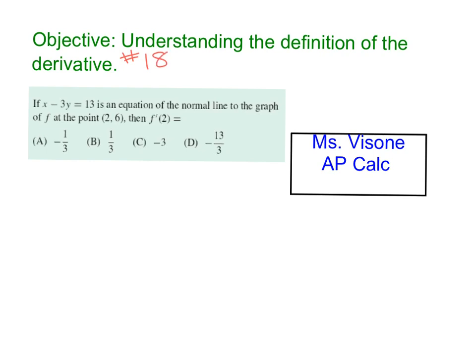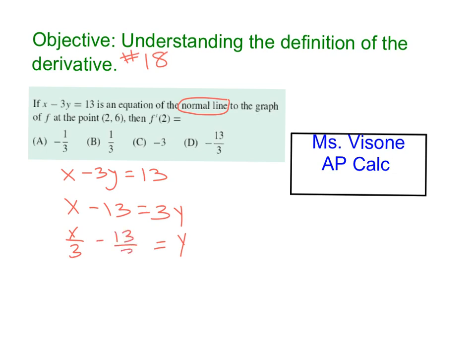So pause the video and do the do now. This is a practice AP question. All right, so if x minus 3y equals 13 is the equation of a normal line. So remember what a normal line is. It's perpendicular. So I'm going to solve for y. So I have x minus 3y equals 13. So x minus 13 equals 3y. Y is x over 3 minus 13 over 3.